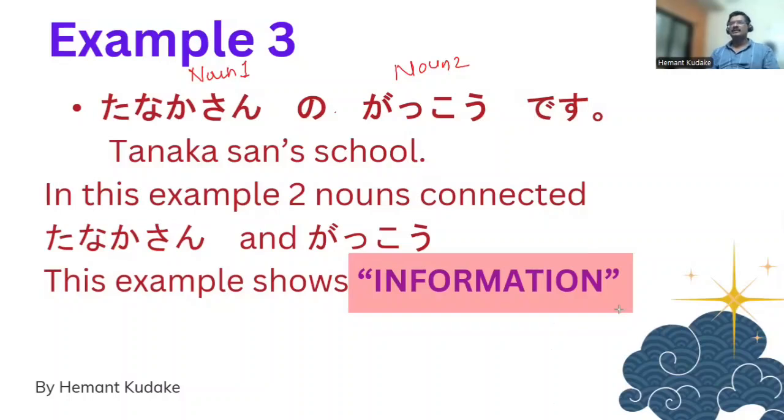So understand, particle no gives possession in the first example, then relation, and then information. This is what particle no is used for. I hope you understand particle no.